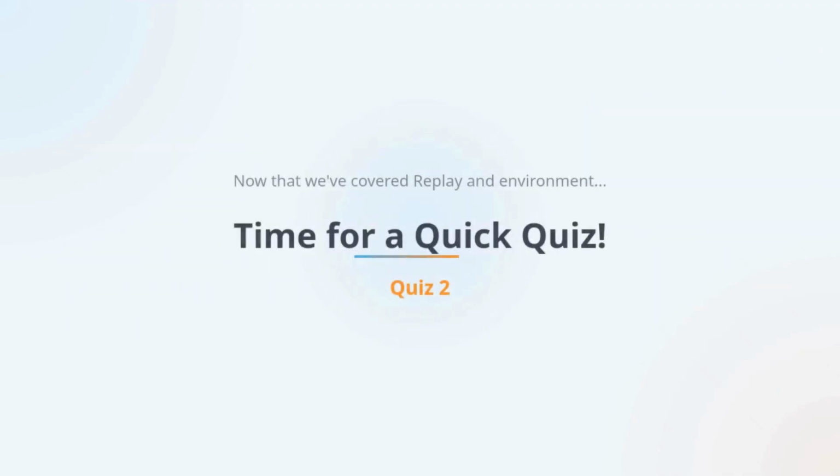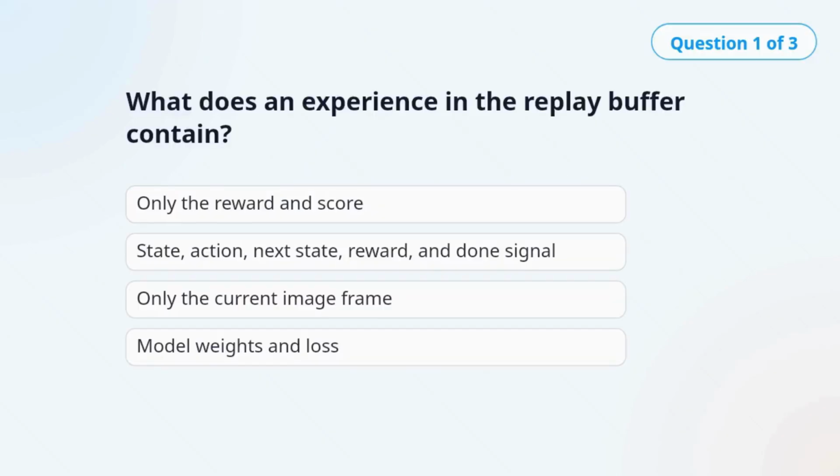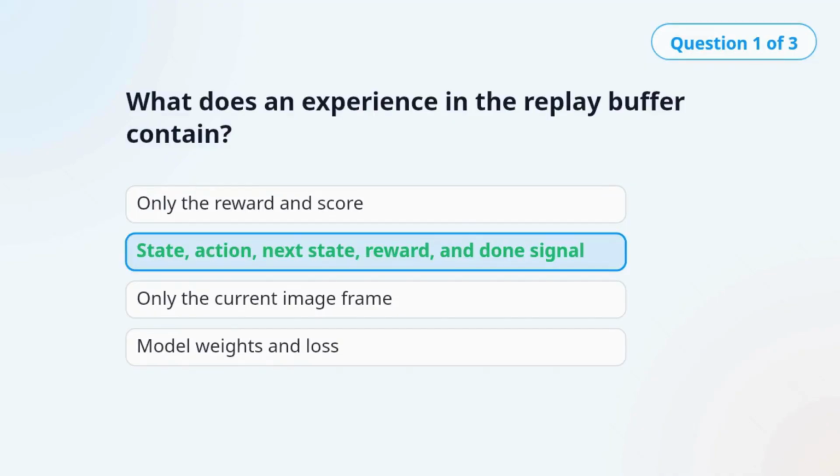Now that we've covered replay and environment, let's test what we've learned so far. Here's quiz number 2. See if you can get it right. Question 1. What does an experience in the replay buffer contain? The correct answer is state, action, next state, reward, and done signal. The article defines an experience as the state-action interaction plus reward, next state, and optional done flag.